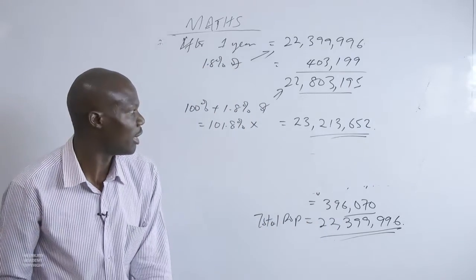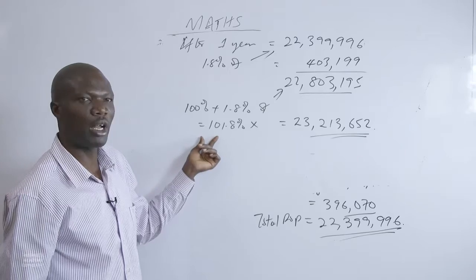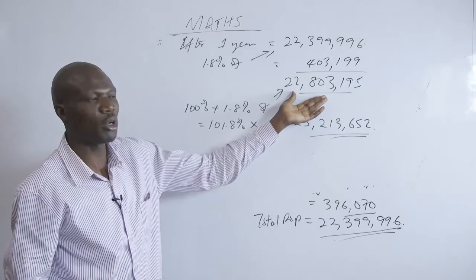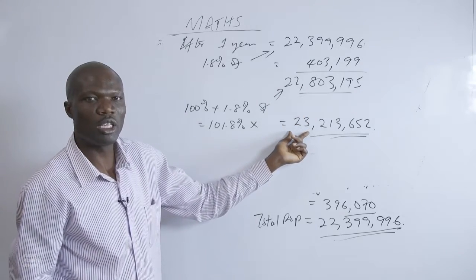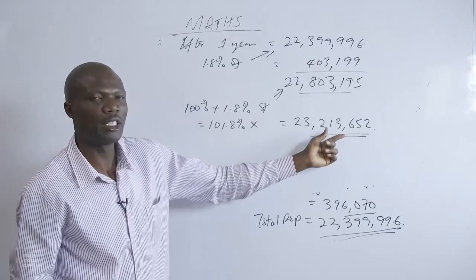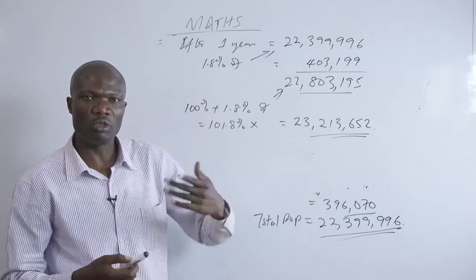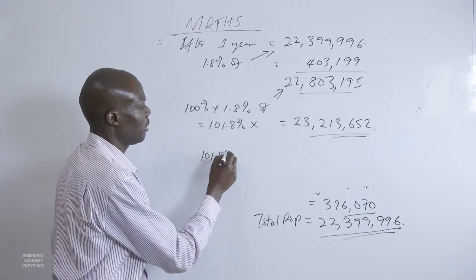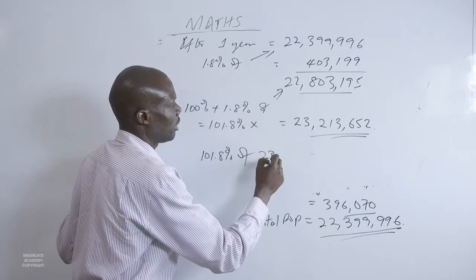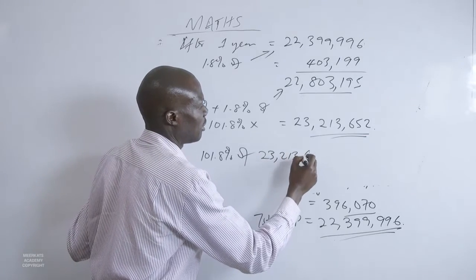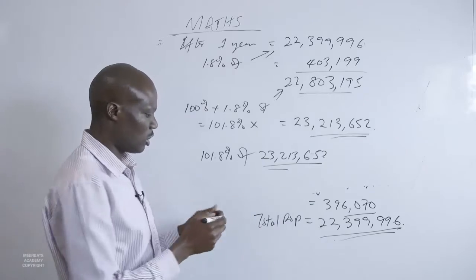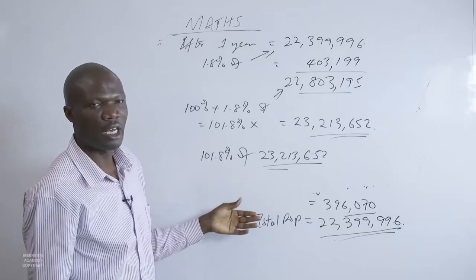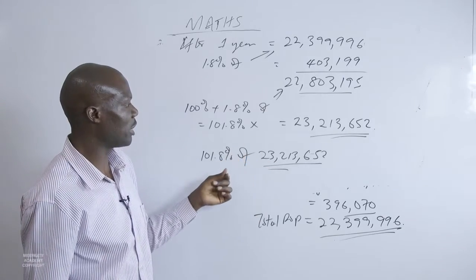After 3 years, the population will be 101.8% of the previous population, which equates to 23,213,652. So if you choose to look for the fourth year, you will get 101.8% of 23,213,652. So in your own time, I want you to go on finding the population change and finding the percentage at any given time.